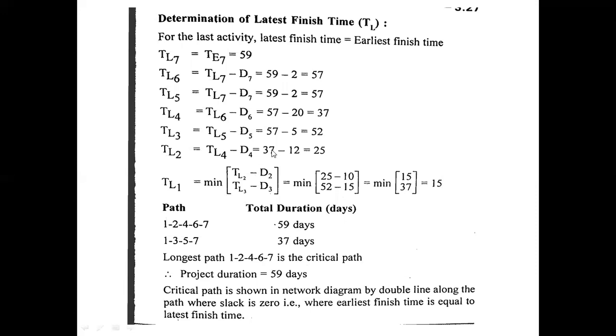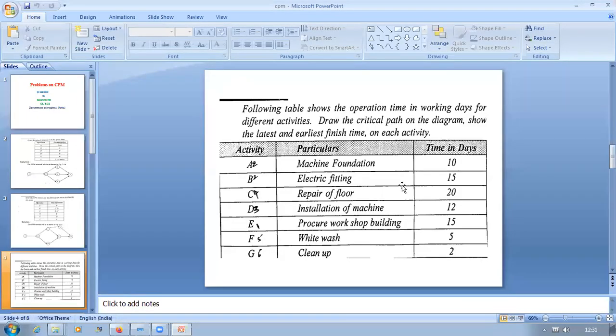Next, coming to the latest finish time. In the latest finish time, we have to take the least value. So in the calculation of the latest finish time, from one path we are going to get 15 days and from another path we are going to get 37 days. Among these, 15 is the least. So that's why we have to take 15 as the latest finish time.